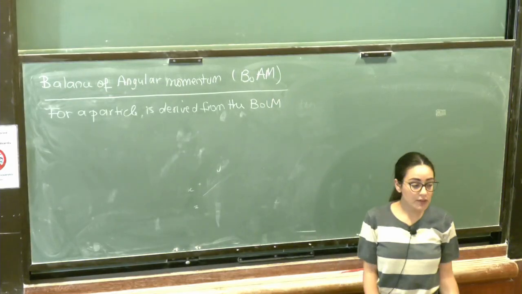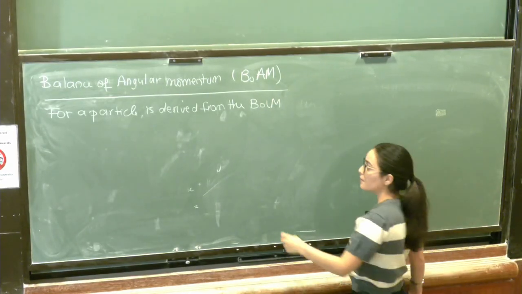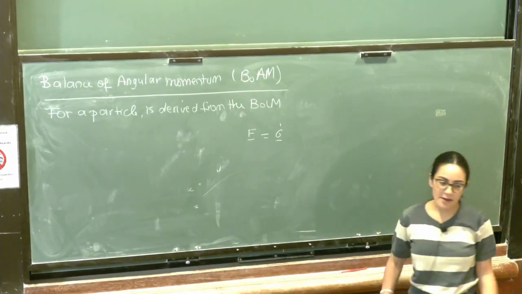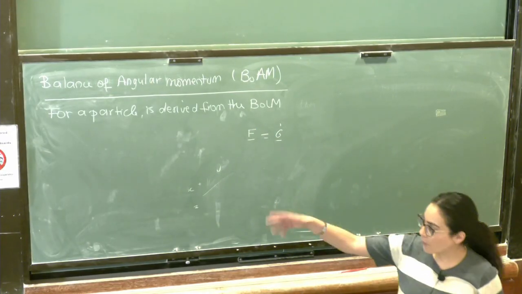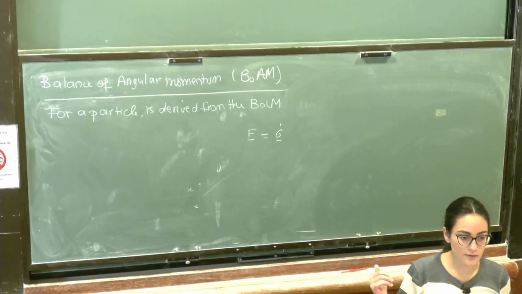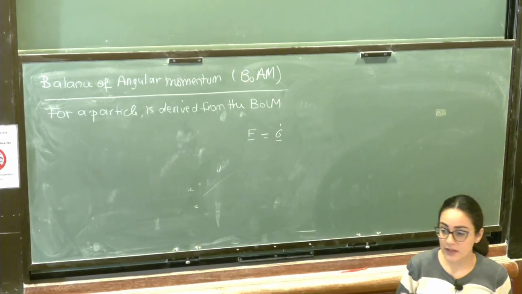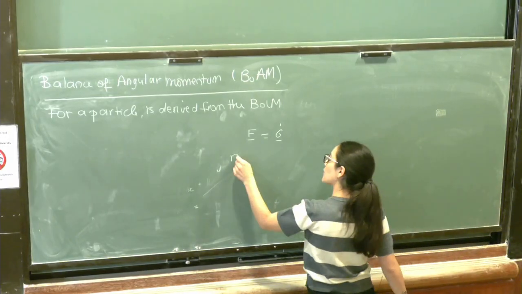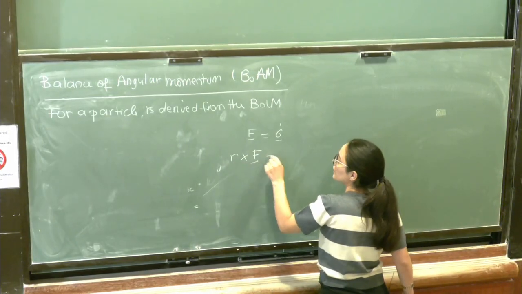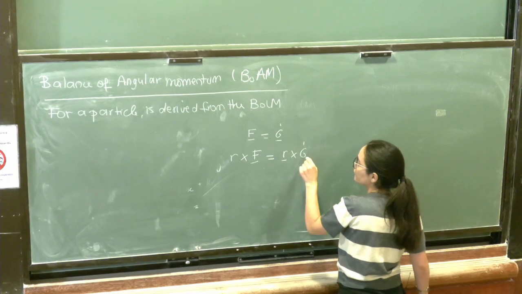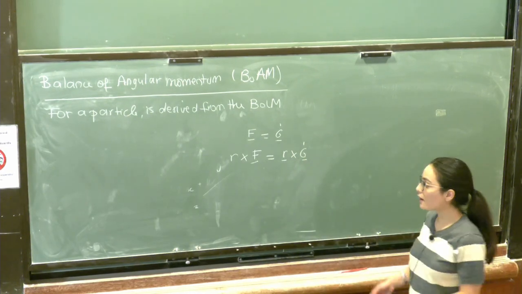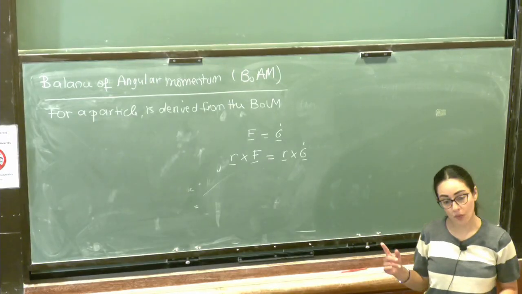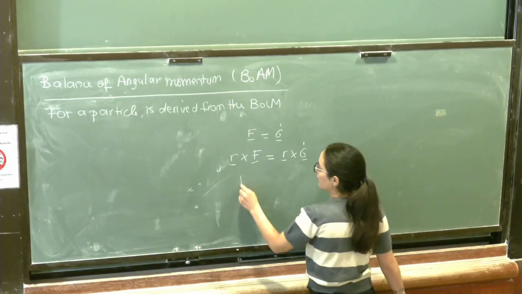Okay, so we'll start with the balance of linear momentum. F is equal to g dot. And guess what we're going to do to obtain moments and angular momentums in this equation? Yes. We're going to cross with R. So R cross F is equal to R cross g dot. Okay, what is R cross F? MO. That's the moment about O.